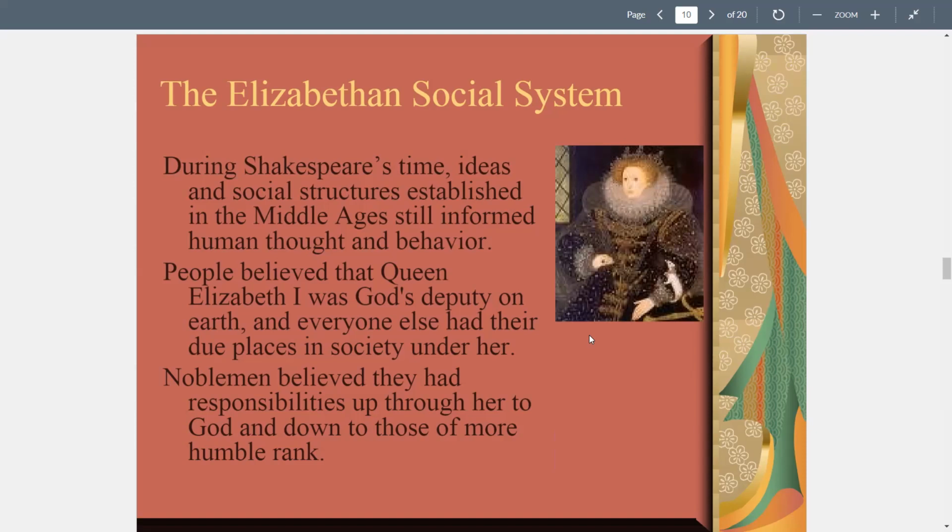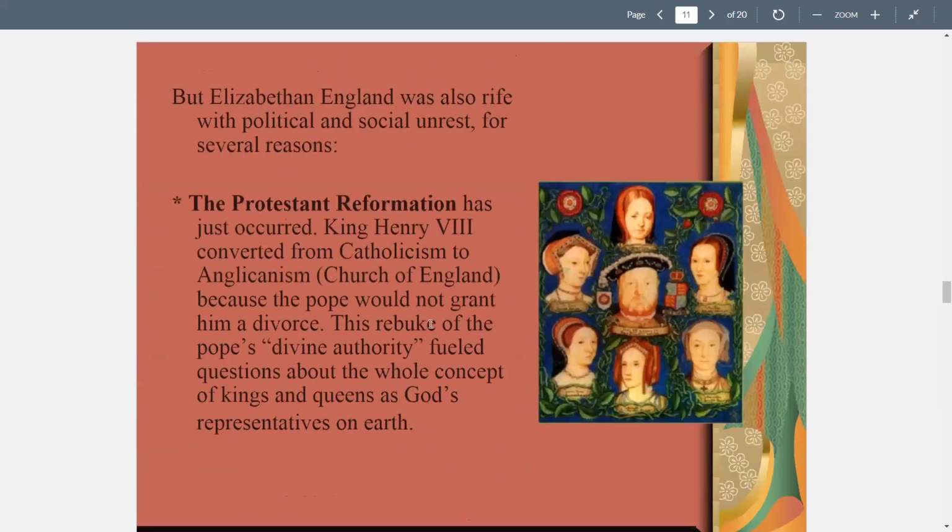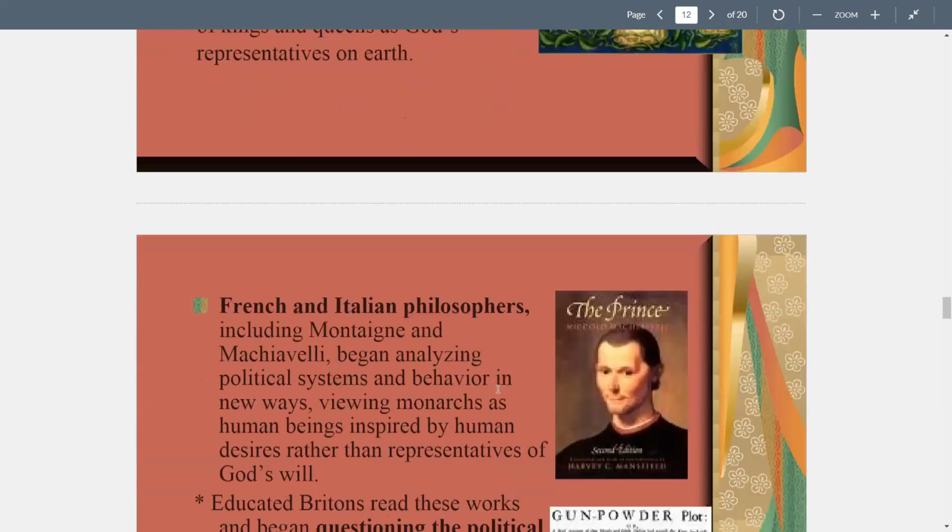So there was the uprising that tried to put Queen Mary of Scots on the throne of England, and that was knocked down during Elizabeth's time. There were also other noblemen who tried to fight against her. Again, a lot of that is all because of King Henry, and the rebuke of the Pope's divine authority fueled questions about the whole concept of kings and queens as God's representatives on earth.